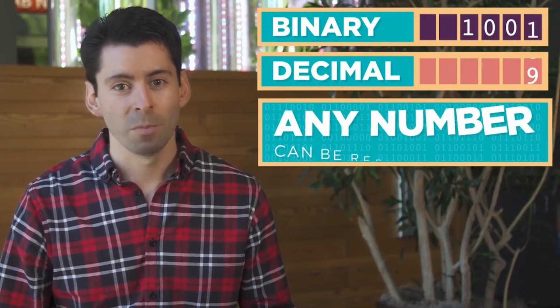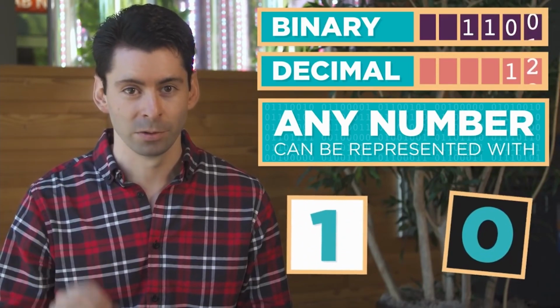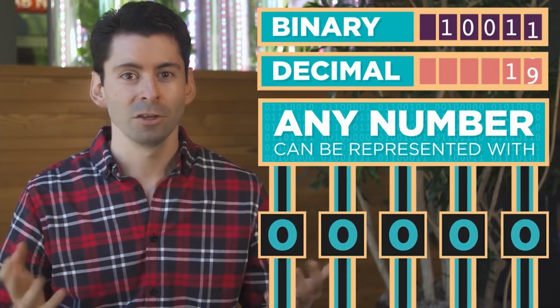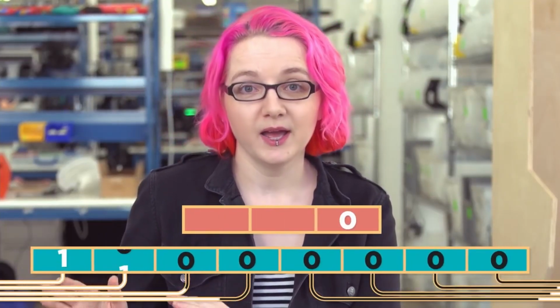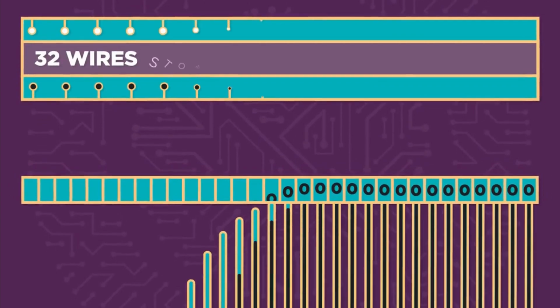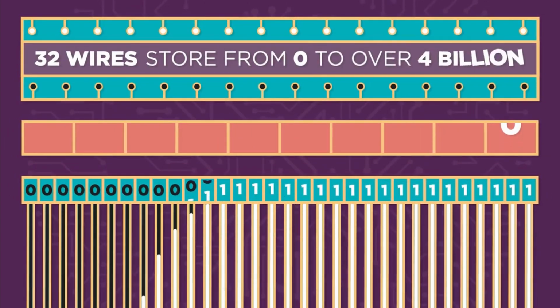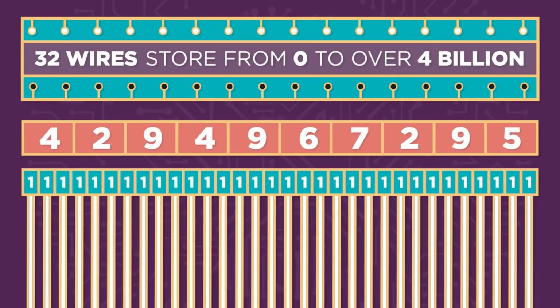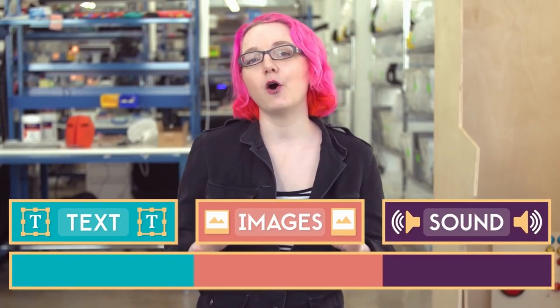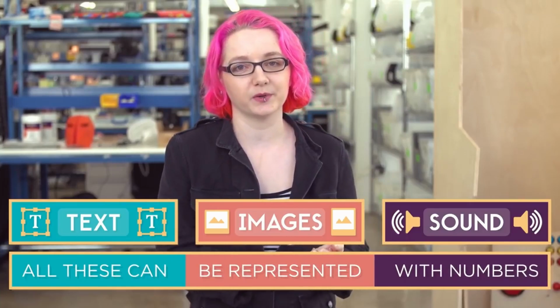What's important is that any number can be represented with only 1s and 0s, or by a bunch of wires that are on or off. The more wires you use, the larger the numbers you can store. With 8 wires, you can store numbers between 0 and 255. That's 8 ones. With just 32 wires, you can store all the way from 0 to over 4 billion. Using the binary number system, you can represent any number you like. But what about other types of information, like text, images, or sound? It turns out that all these things can also be represented with numbers.